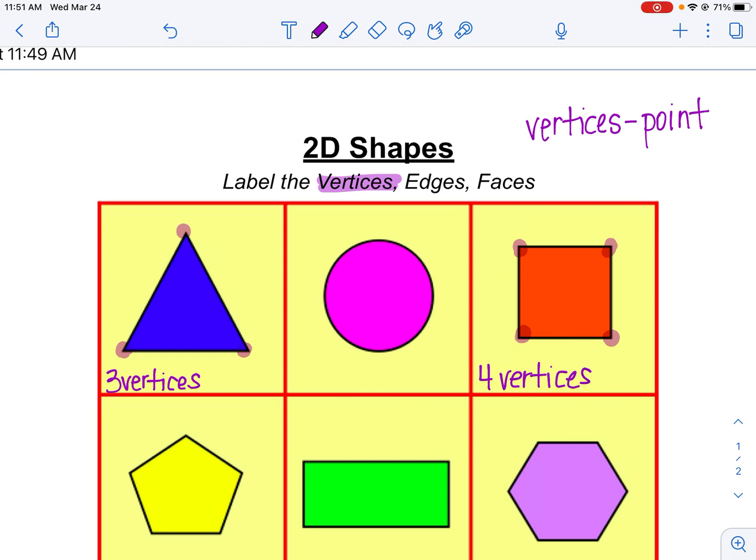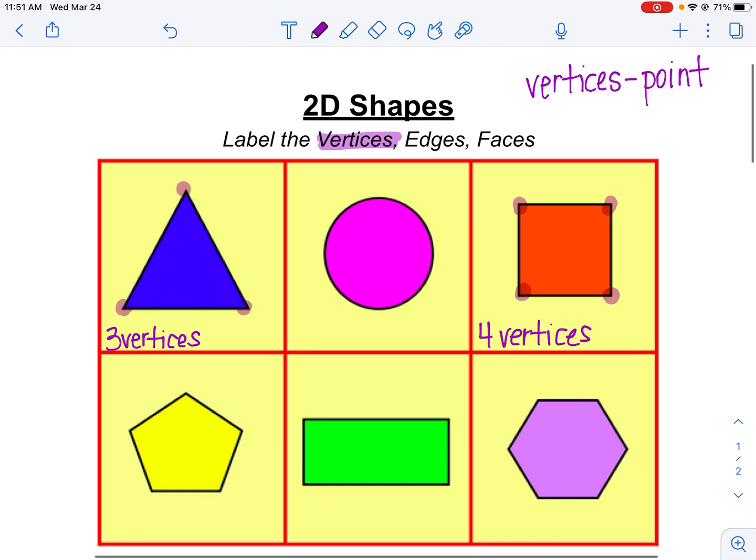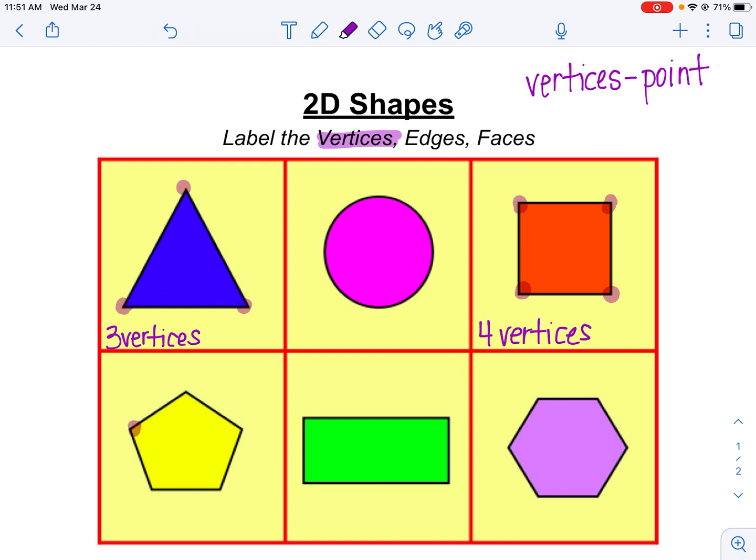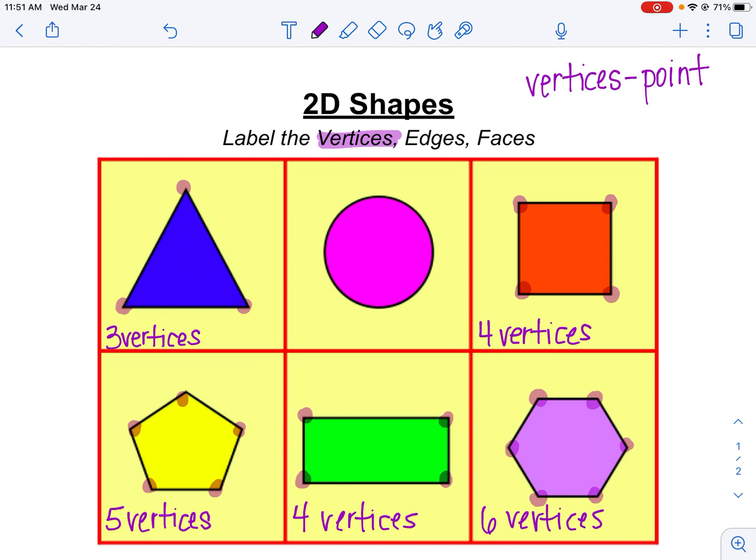Keep in mind we're talking about two-dimensional shapes right now. A pentagon has 5 vertices. A rectangle has 4. And a hexagon has 6. So if you notice, the amount of sides it has are the amount of vertices it has.